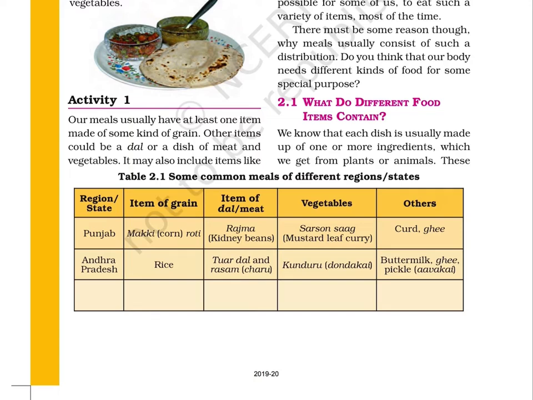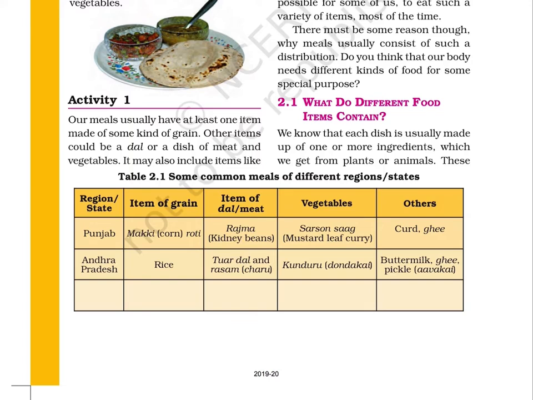Second region or state, Andhra Pradesh. Item of grain, rice. Item of dal or meat, tuar dal and rasam, charu. Vegetables, kunduru, dondakai. Others, buttermilk, ghee, pickle, avakai. Now it's your turn to complete this table. Add some more meals to this list and enter these in this table.